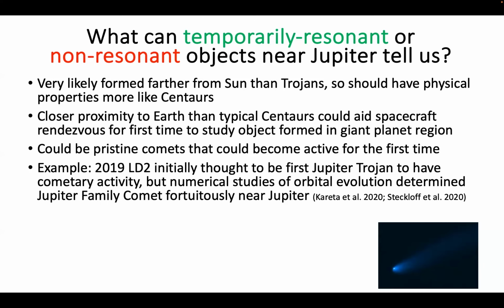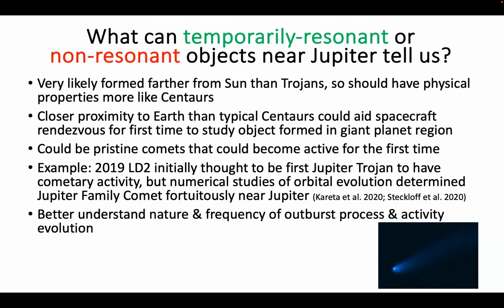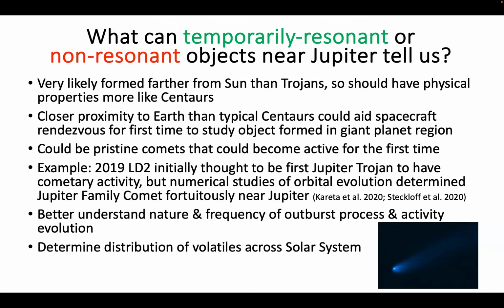But if we can find more of these objects that are just starting to become active, we can learn a whole host of information from these bodies. We can better understand the nature by which the outburst process happens. We can determine how often these outbursting events occur, and we can better understand how cometary activity evolves over time by watching it from its start all the way through when it starts to fade. And we can also, maybe most importantly, determine the distribution of volatiles across the solar system. And all of these things are really important, again, for us understanding how the planets formed, knowing what type of material is in the solar system and where it's located.